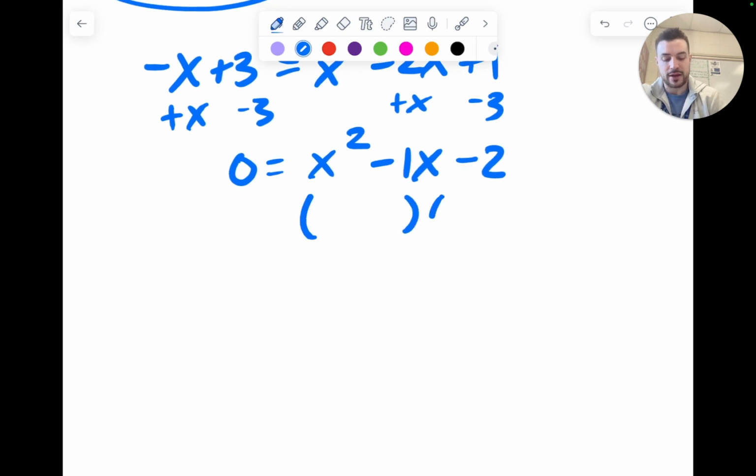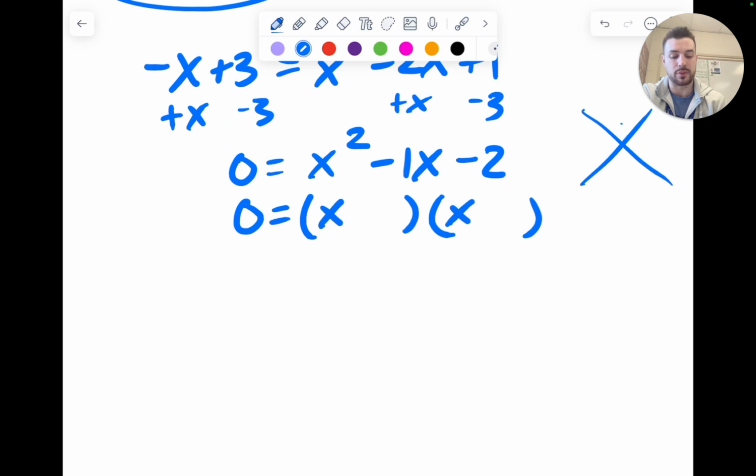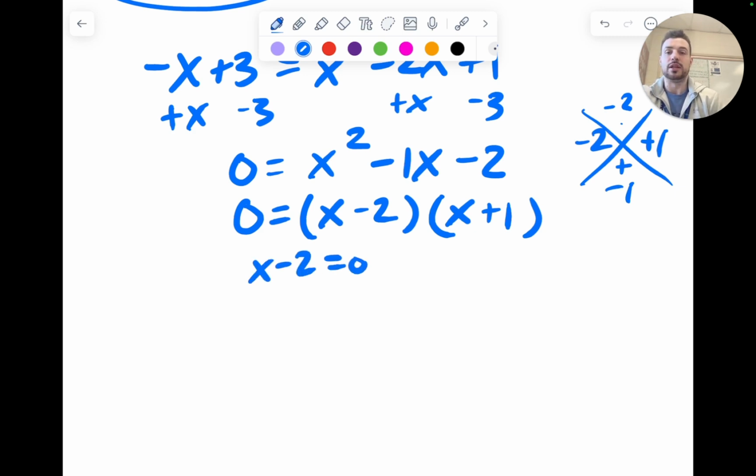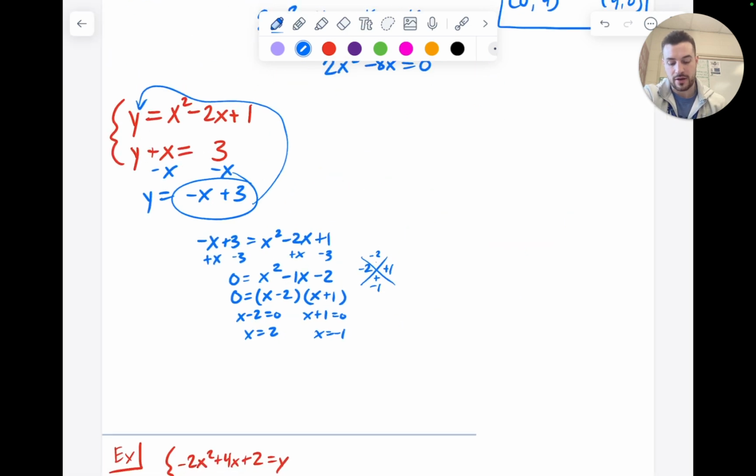So if I'm going to factor this, both of my binomials are going to start off with x and x, and now I need two numbers that multiply to negative 2 but add to negative 1. That is going to be a negative 2 and a positive 1. Those are my two factors. Set each one equal to 0, and I am going to solve. So I've got my x values.